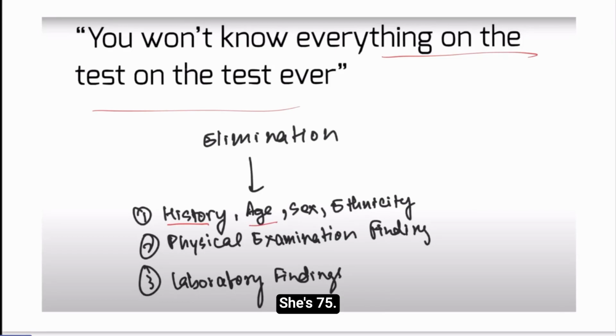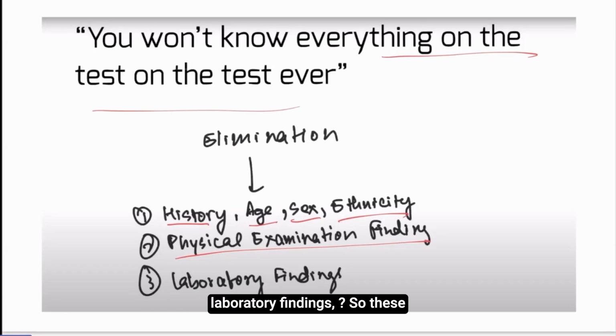Age, she's 75. Is that something that's a risk factor for LVH, or is that a risk factor for something else? AFib getting worse, sick sinus syndrome. Sex: male versus female is a certain clue because certain diseases happen more commonly in males versus females. Ethnicity: you will see certain diseases happening more in the Caucasian population than the Asian population. Example, thalassemia, and that itself is a clue. Physical examination findings, which you will get in the question. So you're getting there, and laboratory findings.